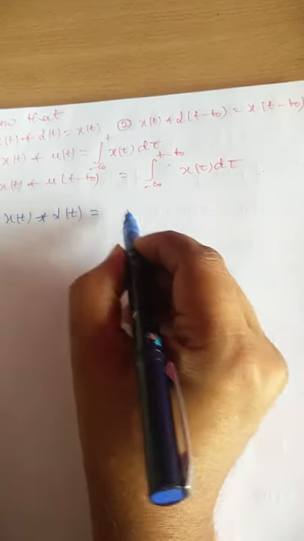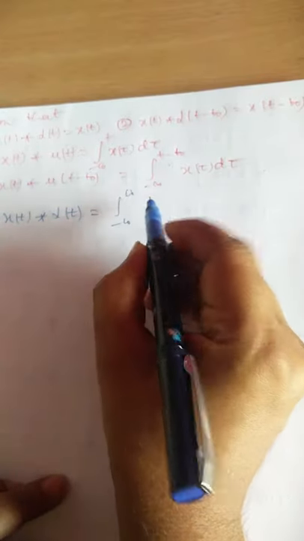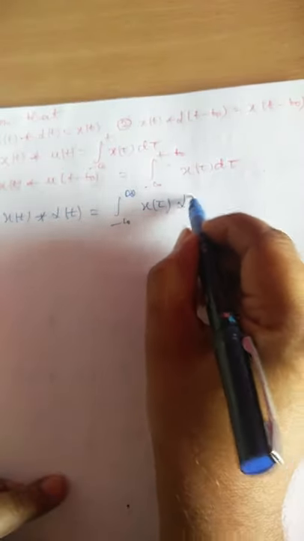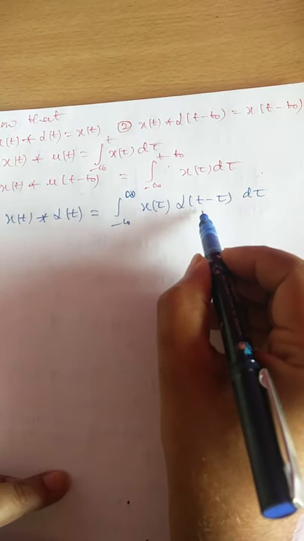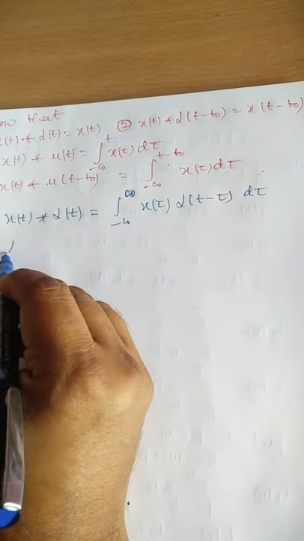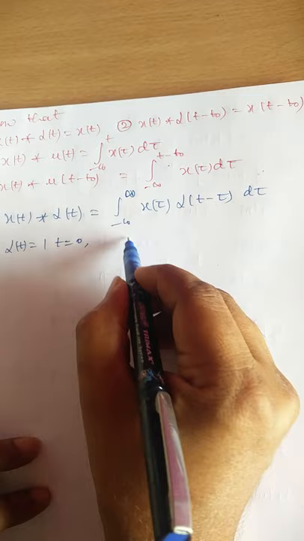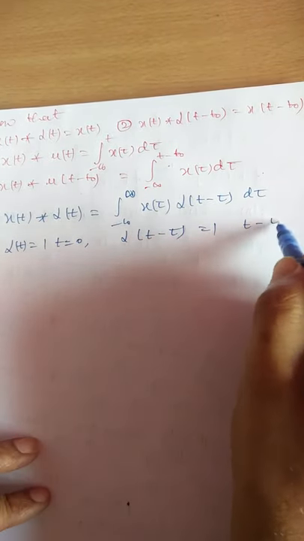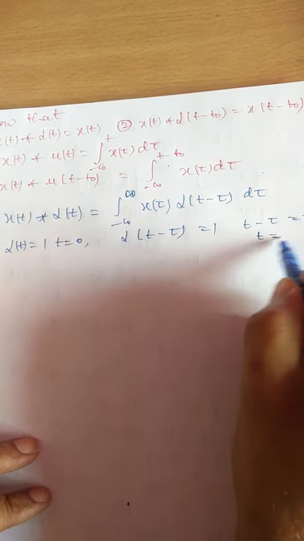We know the integral formula: integration from minus infinity to plus infinity of x of tau into delta of t minus tau d tau. As per the definition of the impulse function, delta of t equals 1 when t is 0. Similarly, delta of t minus tau equals 1 when t minus tau is equal to 0. From this I can write that t is equal to tau.